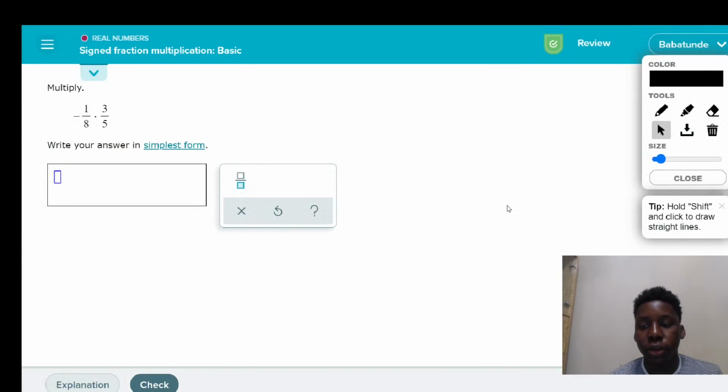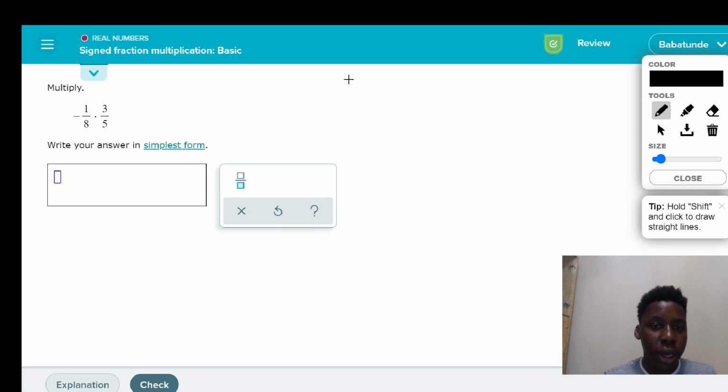My name is Babatunde, and today we're going to be talking about signed fractions in multiplication. What this basically means is we're going to be evaluating different fractions, but we're going to be multiplying them, right? So don't let it hit you. I know the name is fancy, but it's not hard. All you have to do is analyze the question, and let's get to it.